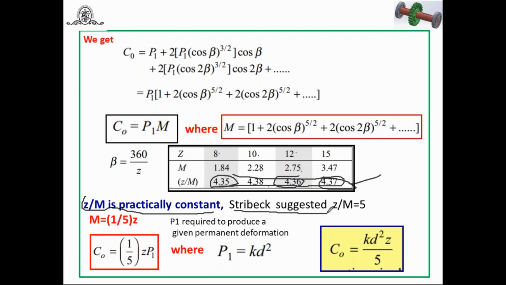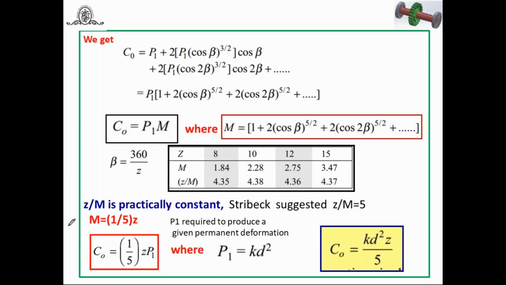That's why Stribeck suggested we can assume Z by M is equal to 5, because it is in the range of 4.35 to 4.37. It's a constant one. That's why Stribeck suggested Z by M is equal to 5. Based on that, you can take Z by M is equal to 5. Therefore, M is equal to Z by 5, this value.